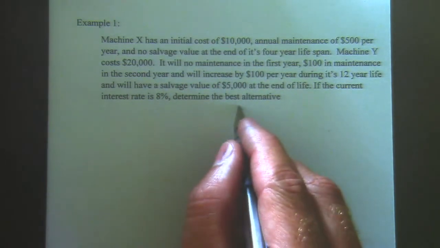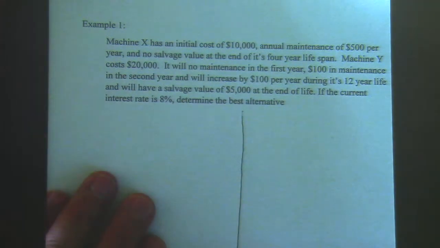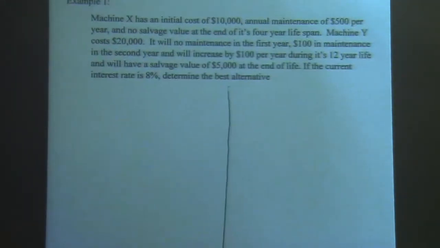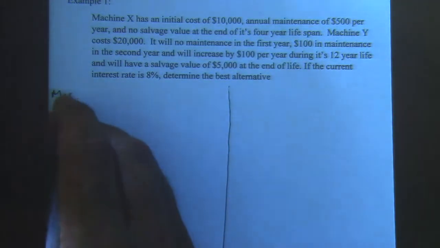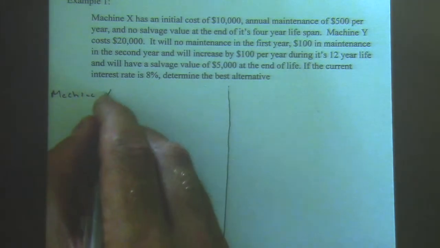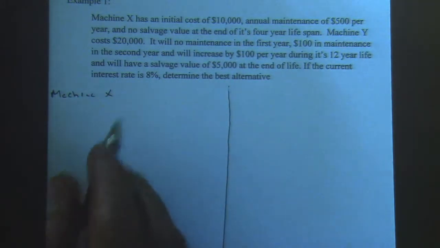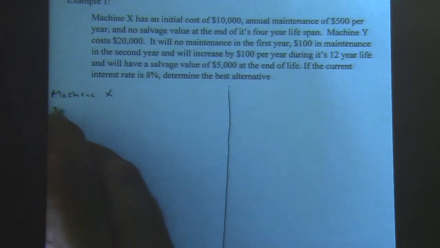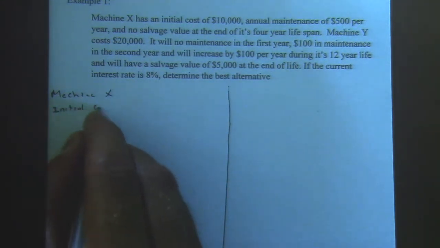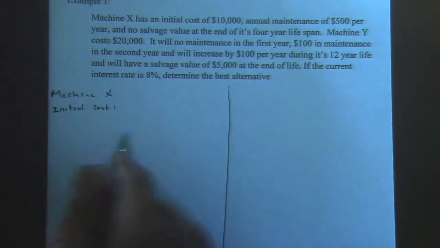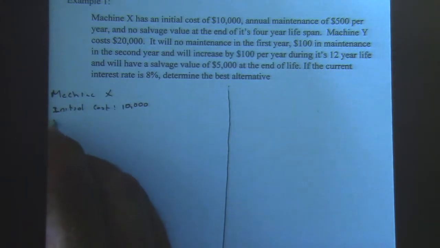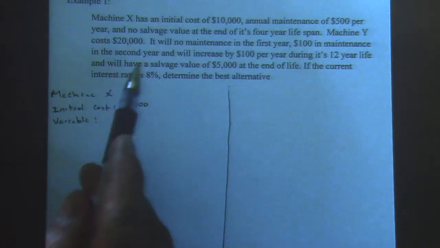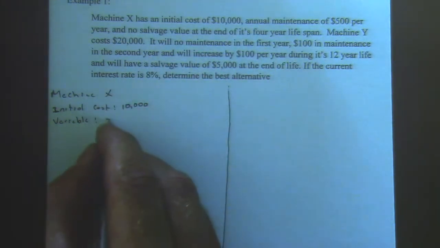So in this case, our first alternative, I'm going to draw two columns here since there are two alternatives. We know that alternative A is referring to machine X. Based on the description, we have an initial cost. Keep in mind that that's a fixed cost of $10,000 and a variable cost. This is in the form of our maintenance cost of $500 per year.